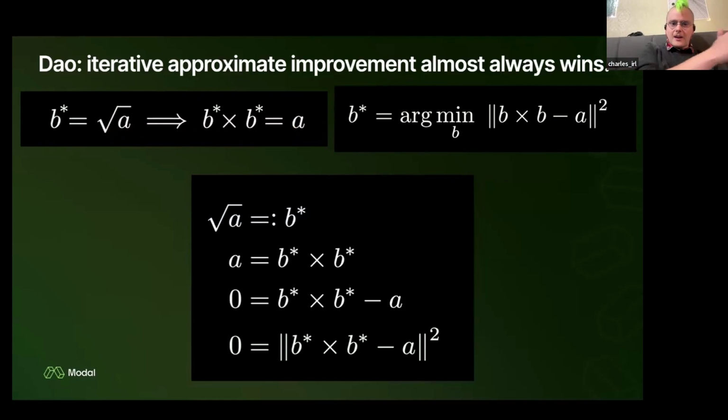And so if we take that and relax it into something where what it means for these things to be equal is that if I squared their difference, that difference would be 0. Then we say, okay, the best square root would be the number that minimizes this value.